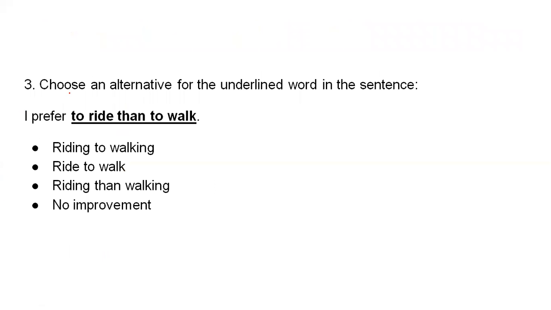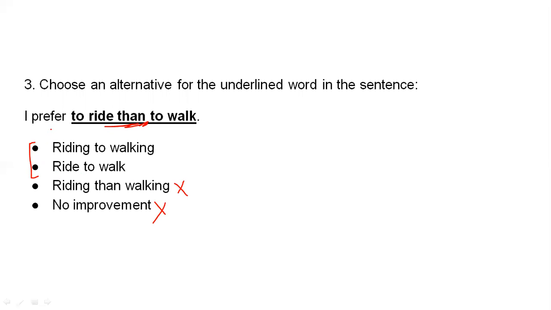Question number 3. Choose an alternative for the underlined word in the sentence. The question is, I prefer to ride than to walk. But students, there is a rule that with prefer you do not use a comparative degree then. Then is not going to come. So see the options: riding to walking, ride to walk, riding then walking. Then will not come. As I told you, this is not going to be an option. No improvement means there is no error, but there is an error, so this is not going to be your correct option. Now you have to choose between riding to walking and ride to walk.